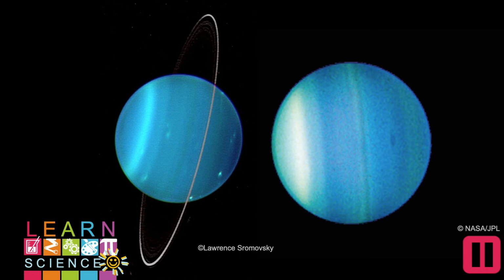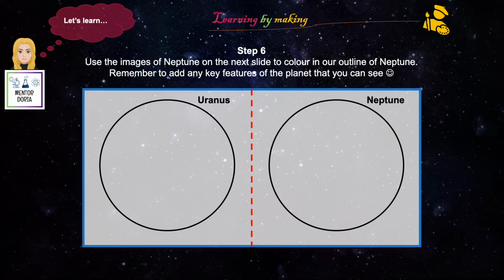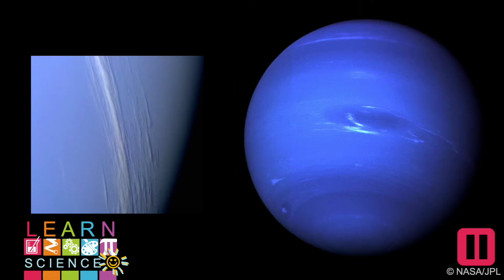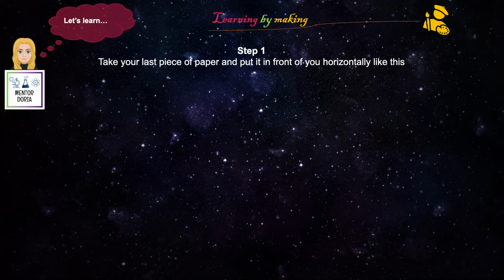Have you managed to do that? Great, let's move on. Now it's time to add colour and detail to our outline of Neptune. Here we have 2 images of the planet Neptune. Use these to add colour and key features onto your outline. Now you should have coloured in and added detail to all 8 of your planet outlines.